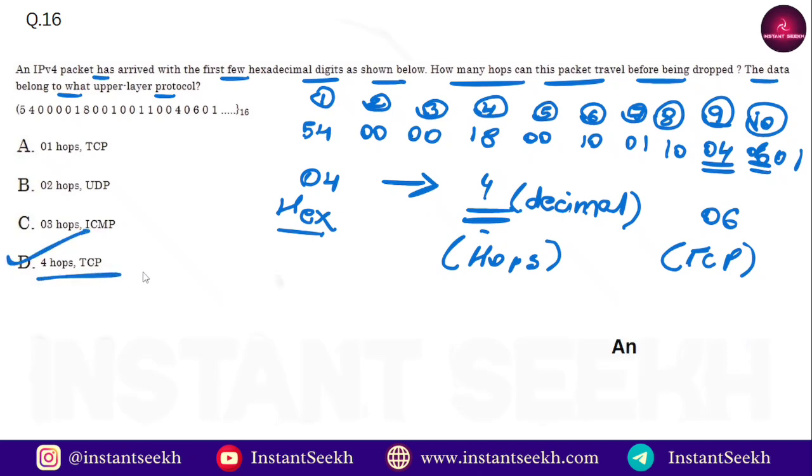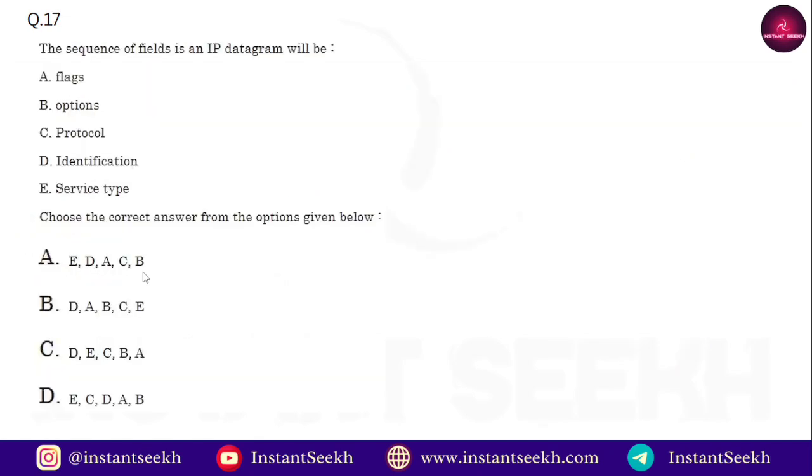Let's move on to the next. The sequence of fields in an IP datagram: with regards to IPv4, you should be able to know the TCP/IP and OSI models and the entire IPv4 header sequence. Coming back to this question, what will be the sequence of fields in an IP datagram? First and foremost is your service type. Next will be your identification field. Next is your flags, next protocol, and at last the options.